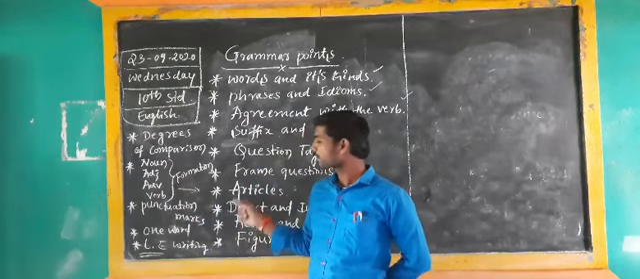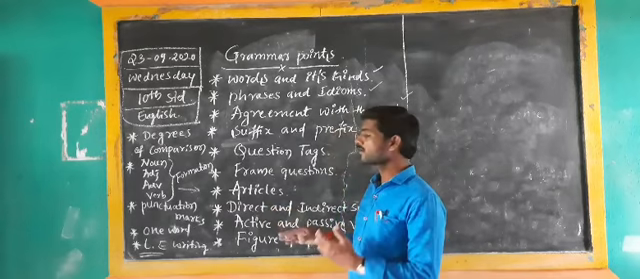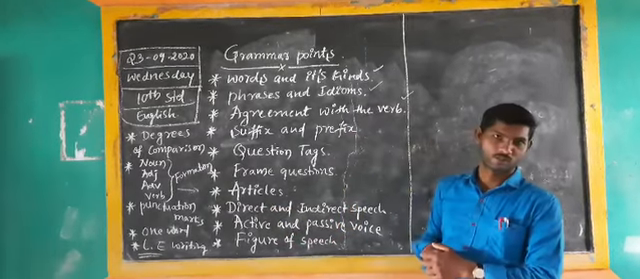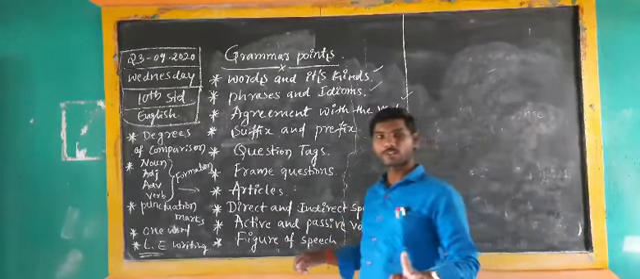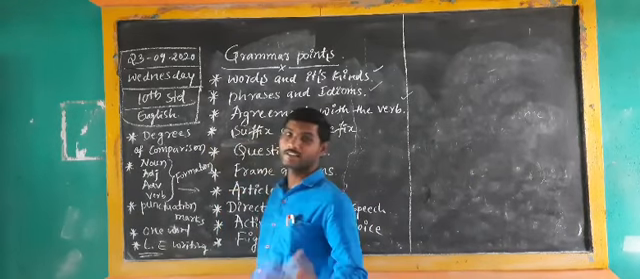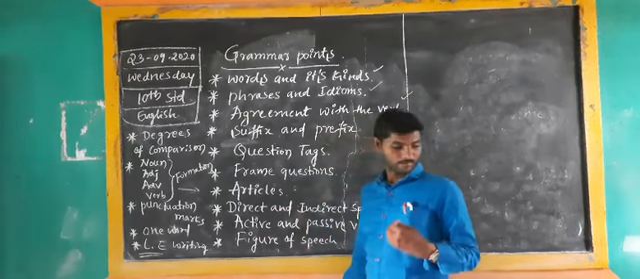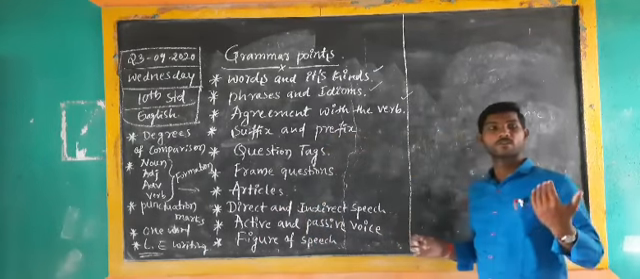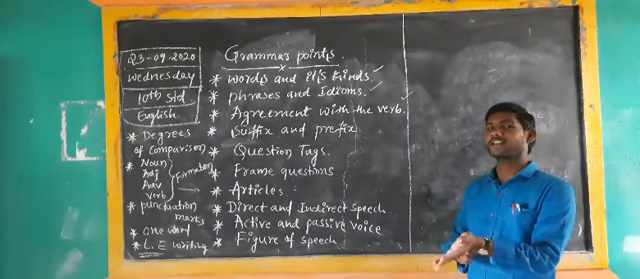The next one, punctuation marks. The next one, word substitutions. The final two points are letter writing and essay writing. These are the main grammar points we have to understand for the purpose of our final exam.